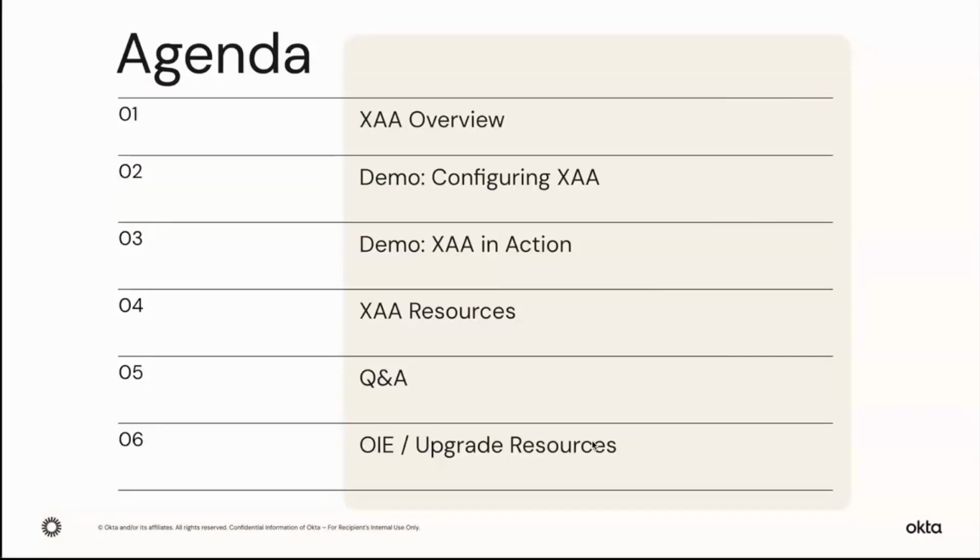As I mentioned, we're going to be focused today on cross-app access and how that fits into the use cases of securing agentic AI access across your applications. We'll start with just an overview of cross-app access, what it is, why you should use it, why you should care. And then we'll go into some demos. We'll take a look at how you can configure cross-app access today in early access if you want to test this out and play around with it. We'll also see a demonstration of cross-app access in action.